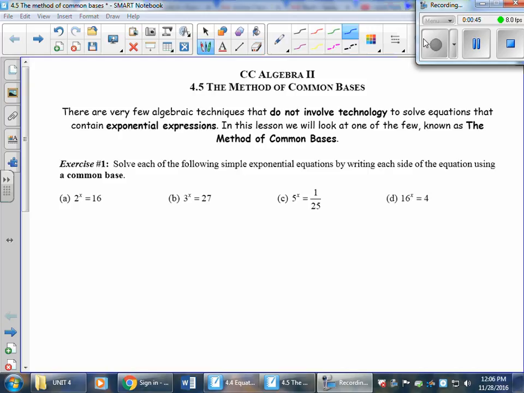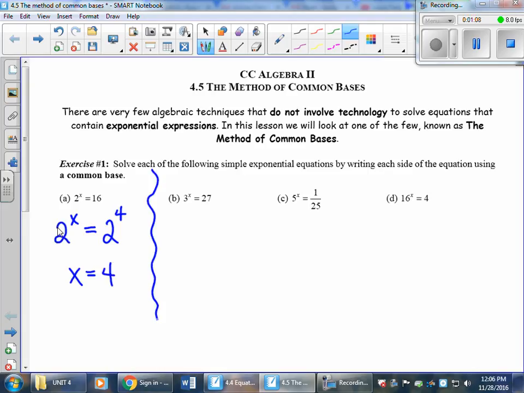In other words, when I look at A, I can see that I have 2 to the x on the left-hand side, and on the right-hand side I have 16, which I can rewrite in base 2. Because I know 16 is 2 times 2 is 4 times 2 is 8 times 2 is 16. So I know that 2 to the 4th power is equal to 16. And as soon as I have those same bases, I know my exponents have to be equal.